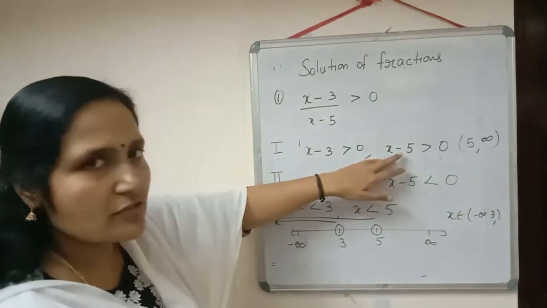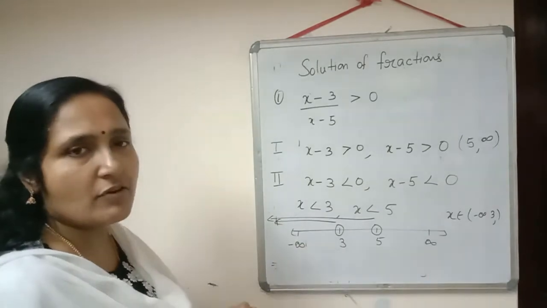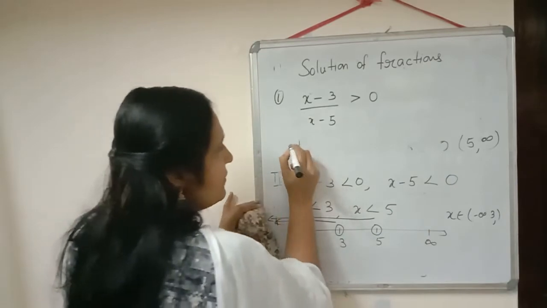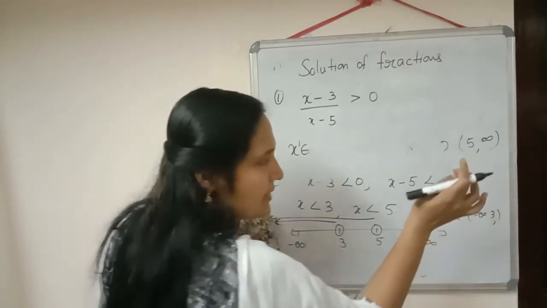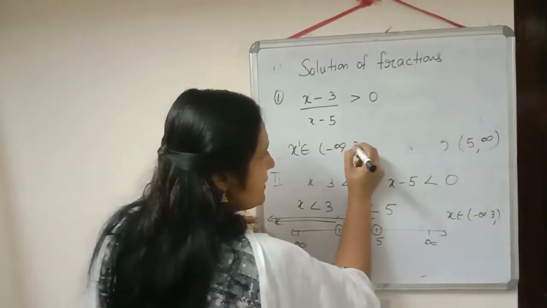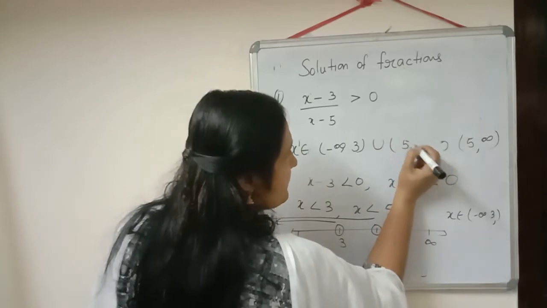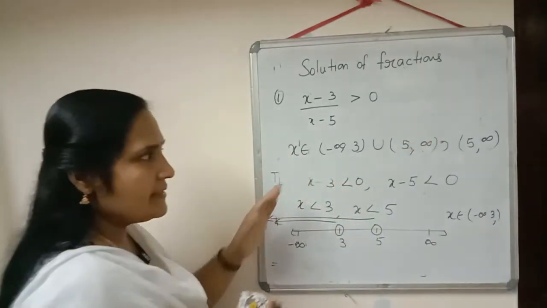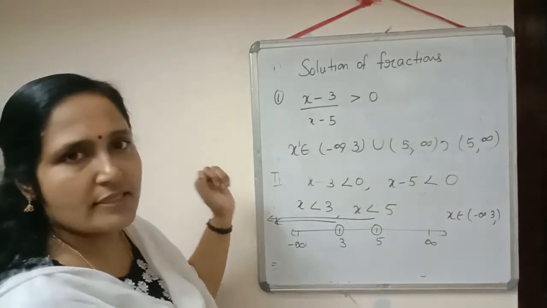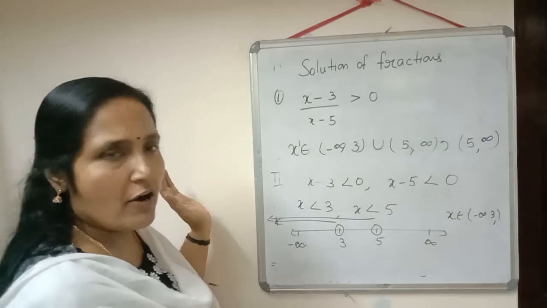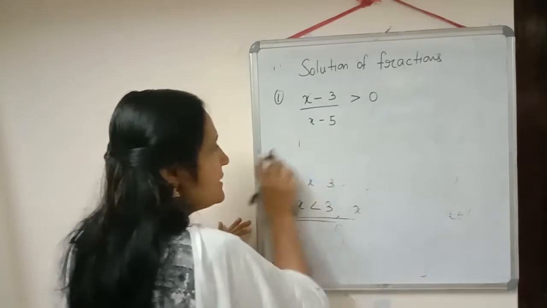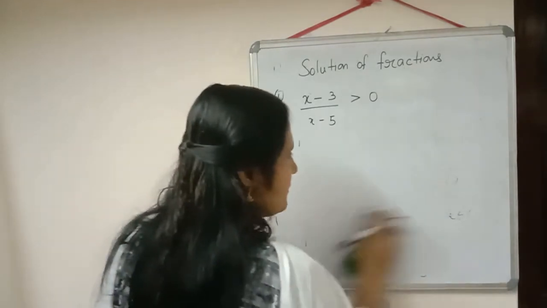So in the first case we got a solution, and in the second case also we got a solution. The common solution region will be, write down this way: either this can be a solution or this can be a solution. So we write minus infinity comma 3 union 5 to infinity. These two solution regions are possible for this rational number. So this is a method to solve questions of this type. Another method is also there, so I will explain that method also. Then in whichever method you are confident, you can use that method.